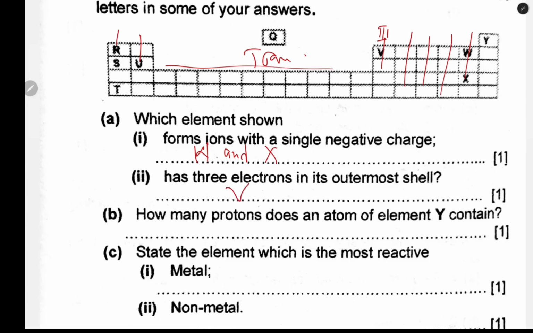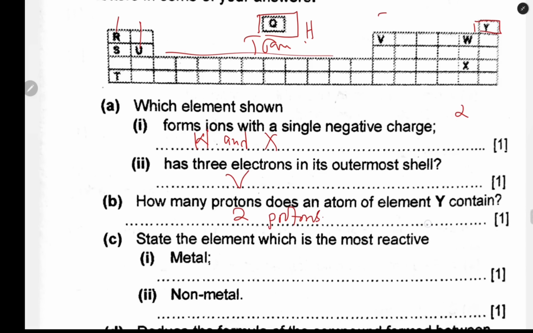How many protons does an atom of element Y contain? So Y, like I said, in the first period, you have hydrogen. And of course, you have helium. So helium only has 2. So it has 2 protons. Something that you need to know.